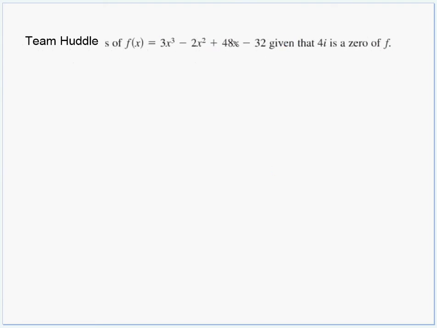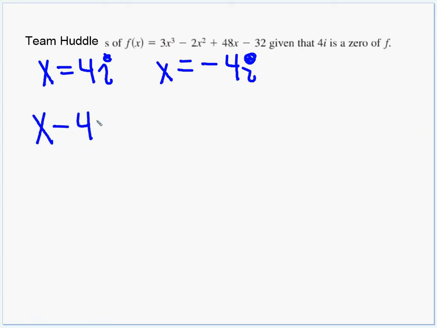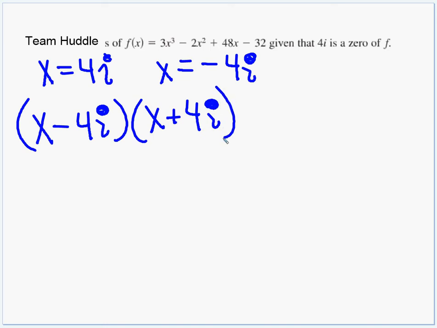Okay, so we know that we have a solution, x equals 4i, and we also know they come in pairs, x equals negative 4i. So let's turn those into factors. Here I will subtract 4i from both sides. Now it's a factor. Here we're going to add 4i to get a factor. And if we FOIL these out, it's a sum and a difference, so the middle terms will cancel.